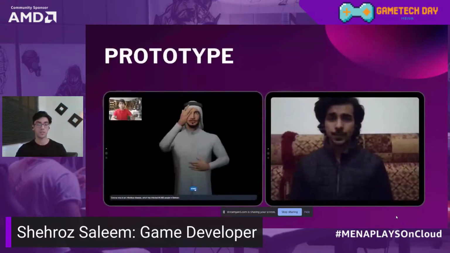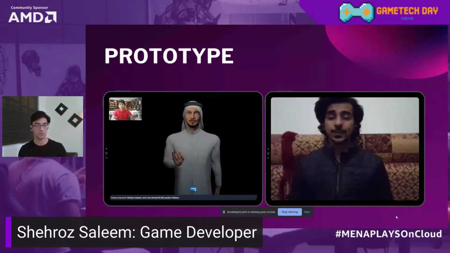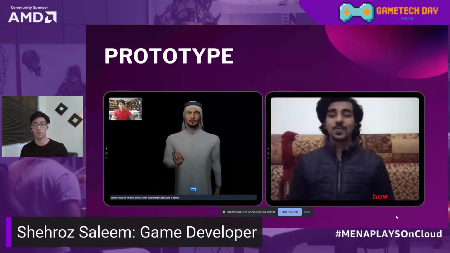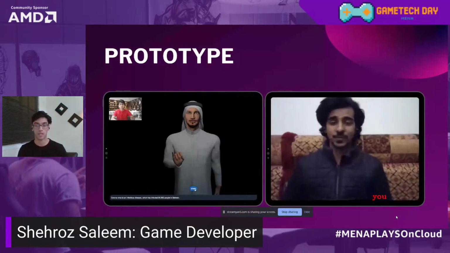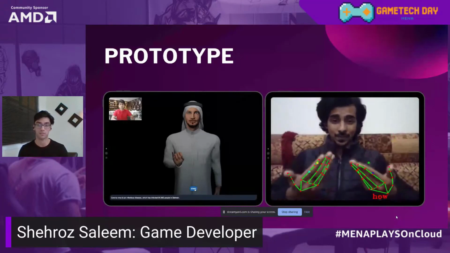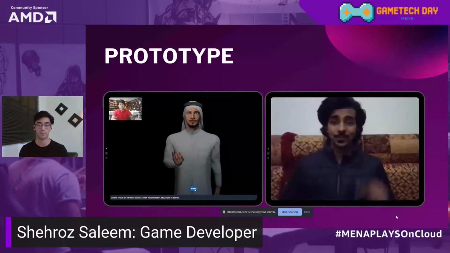So this here is the prototype of VoiceMate. On the left, we have my friend that's speaking to the avatar and it's translating it in real time. And on the right, I have my other friend who is signing to the camera, and you can see his signs on the bottom right of the screen. And it's all in real time.